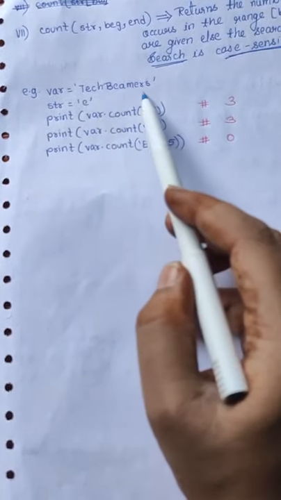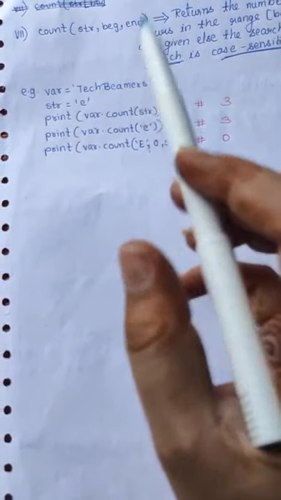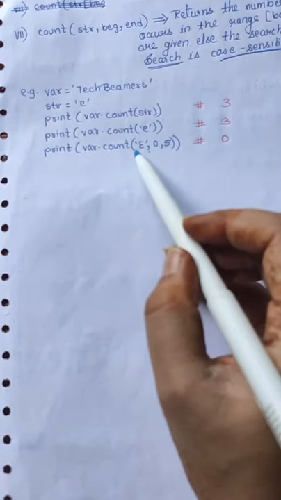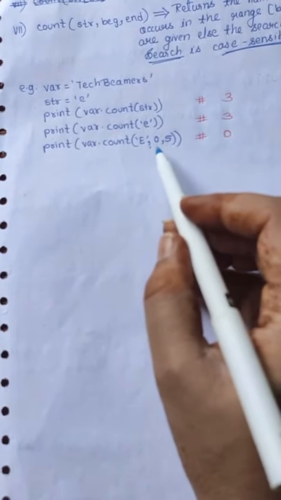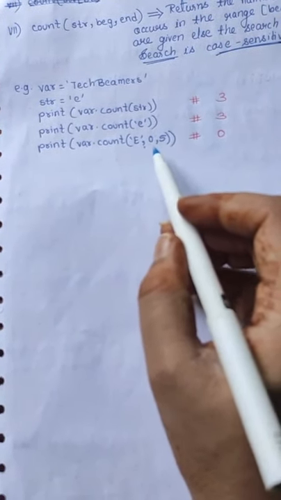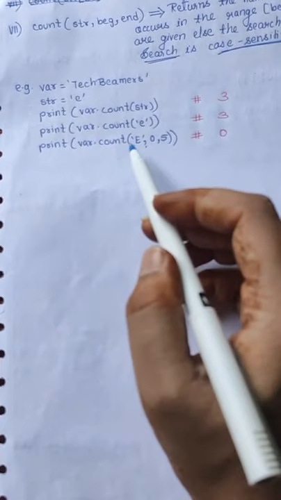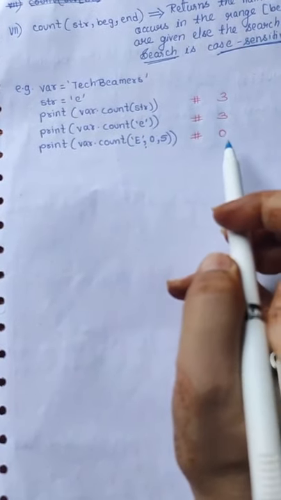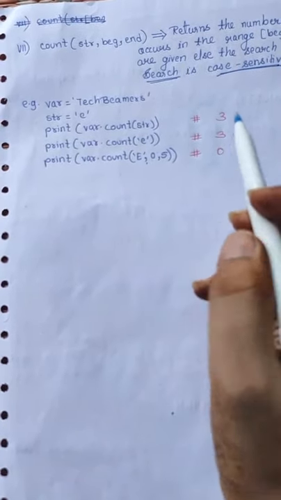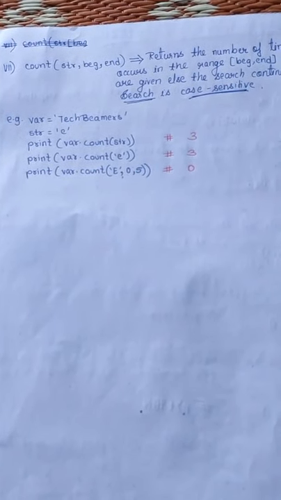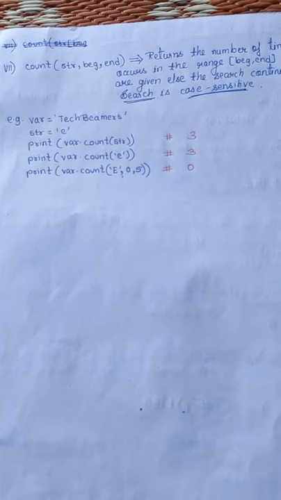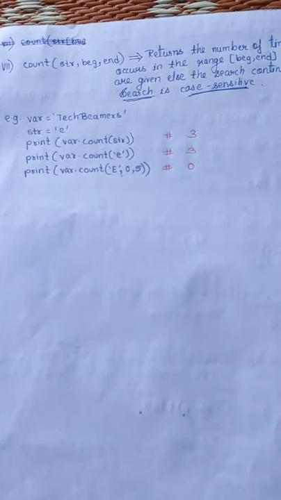Now as you can see, in our string we don't have a capital E. So even if you had given only capital E without this range, your answer would have been 0. Or even if you give this range, searching from 0 to 5, it is going to give you the answer 0. So this is the count function, where we can check how many times a single character has occurred within the string.